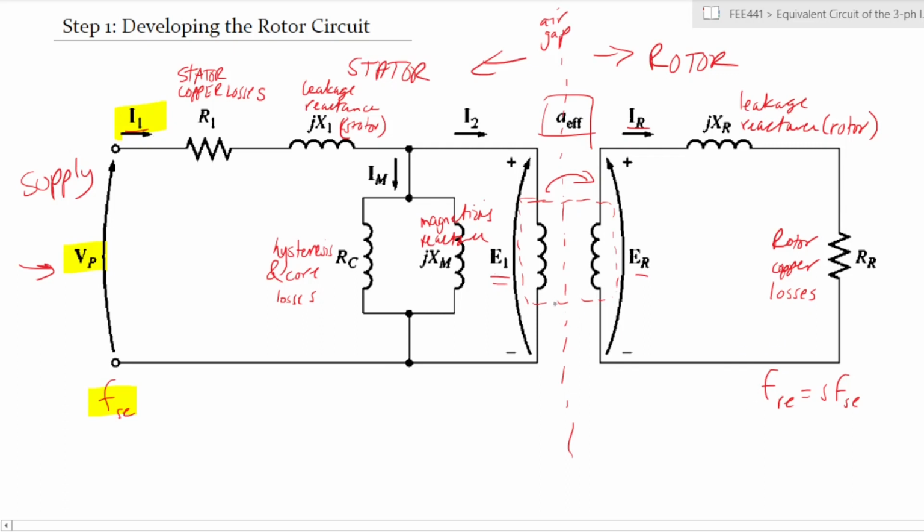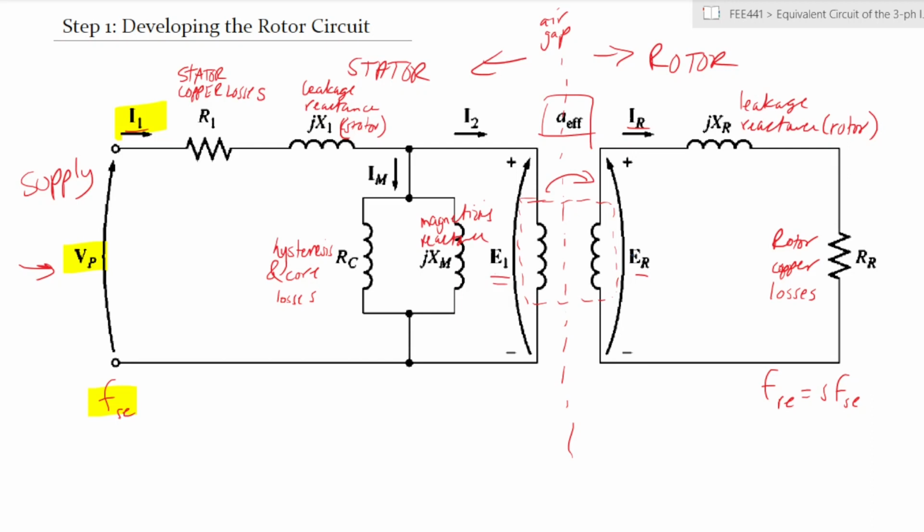Now, if we have our transformer in between, we will not be able to measure this current using normal circuit analysis, or genuinely measure this voltage. We could, but it would be complicated. So we try to unify the circuit so that it has one supply, instead of two electrically disconnected circuits that are only connected by magnetism, but not physically connected to each other. So we try to develop an equivalent circuit that is suitable for circuit analysis of our induction motor.